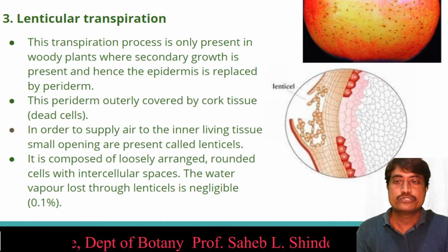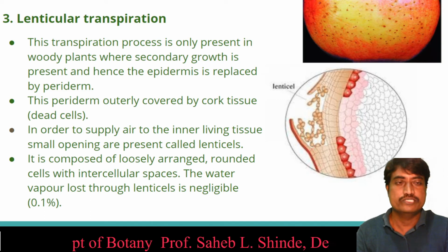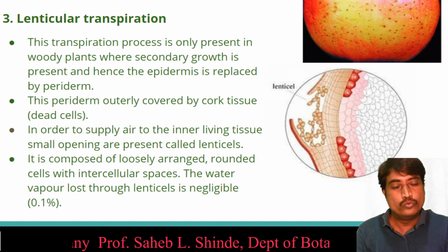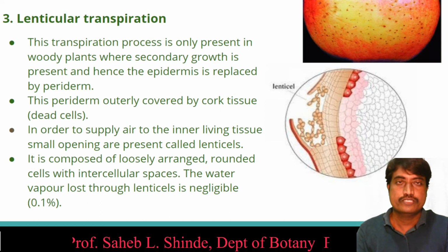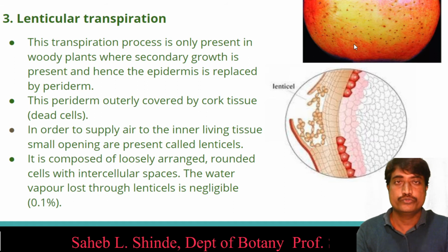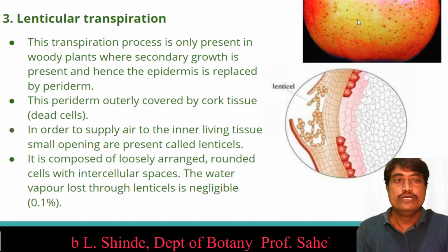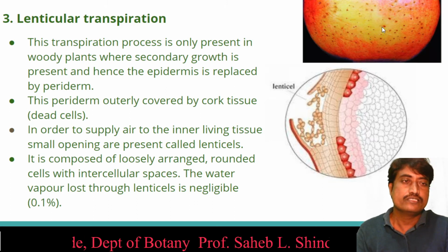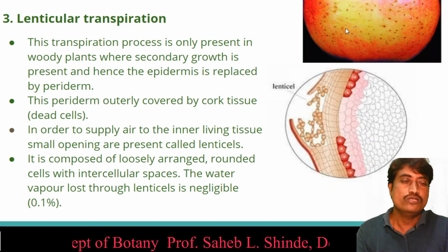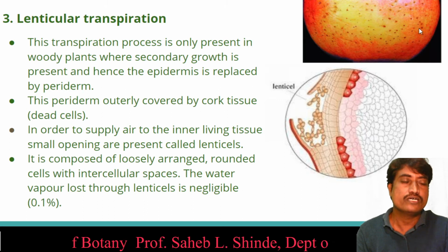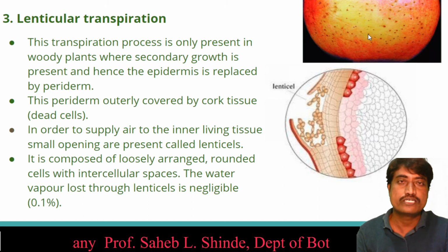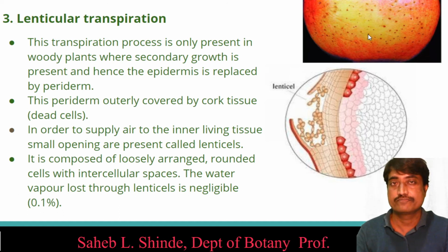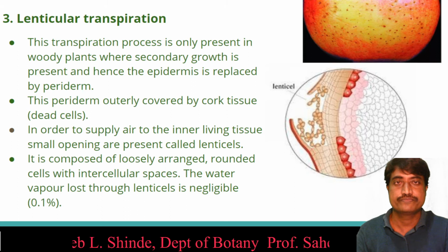Third transpiration process is lenticular transpiration. Lenticels are present on the wood part of the plant or on the fruits also. Small apertures are present on the fruit. This is an apple. It shows small holes on its upper surface. Those holes are nothing but the lenticels. They are there to exchange the gases of respiration.